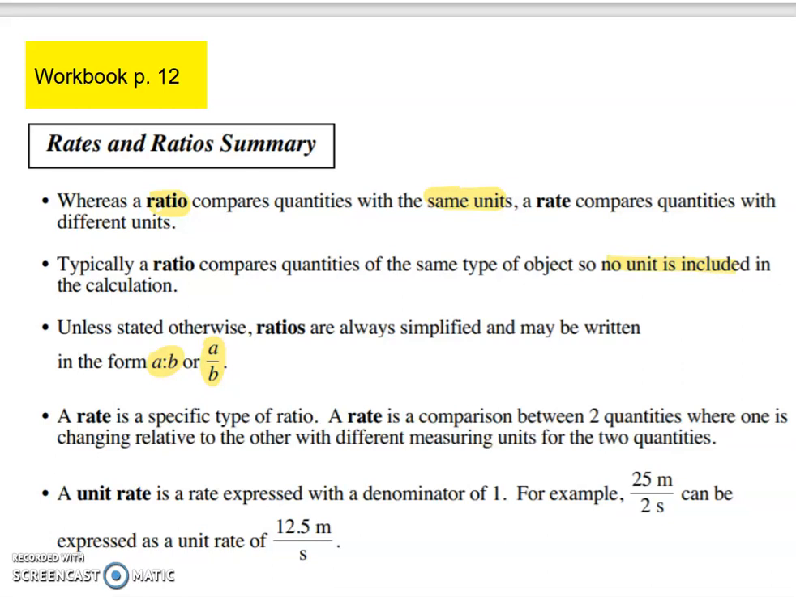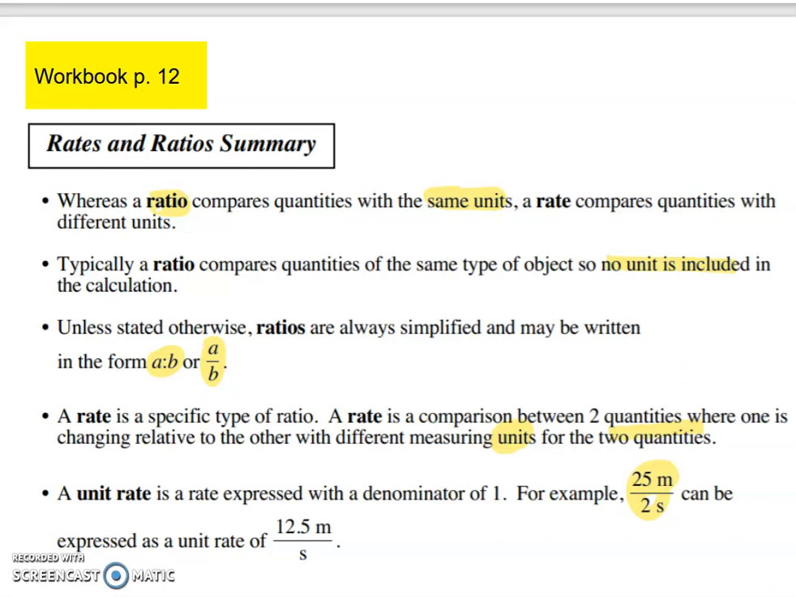Rates, on the other hand, do specify our units because we're comparing two different quantities. So they have two different units that we are actually using. An example is meters per second, which is speed. And a very common one is when we're shopping, when we are buying something per dollar, that's the amount that we have rates in them.